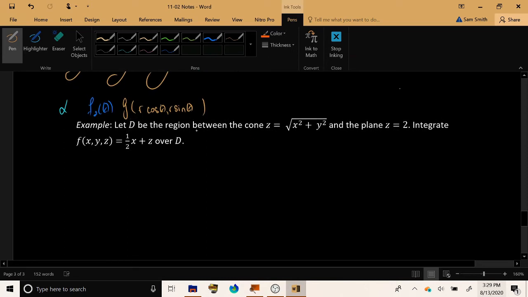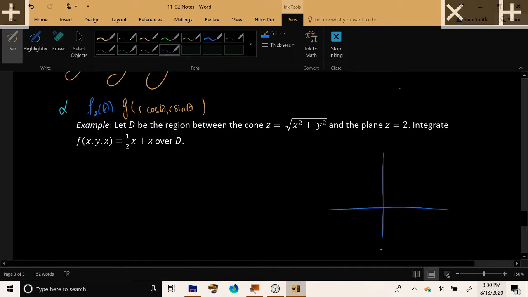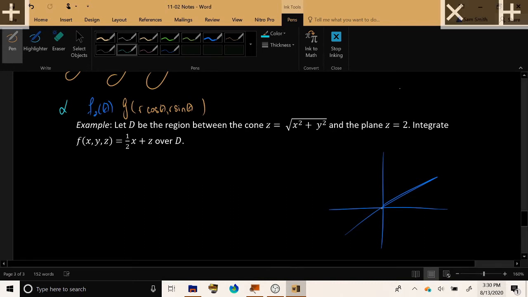So let D be the region between the cone z equals the square root of x squared plus y squared, and the plane z equals 2. Let's integrate the function f of x, y, z equals 1/2 x plus z over D. So let's start by getting a sketch of the region D. Now, as always, if you're not familiar with what the graphs of these functions look like, if you haven't memorized that, then you can use technology such as GeoGebra to obtain those graphs. But I know what they look like.